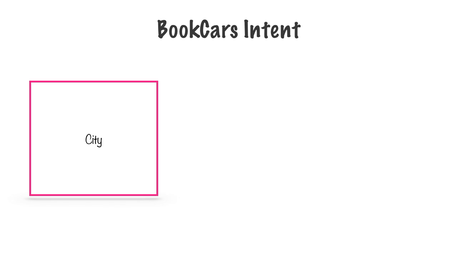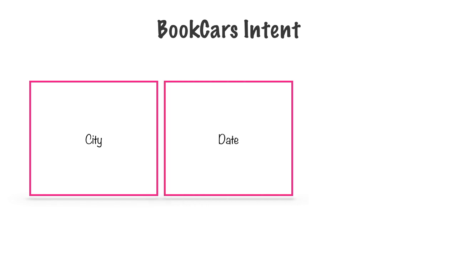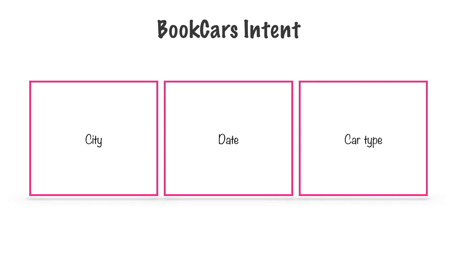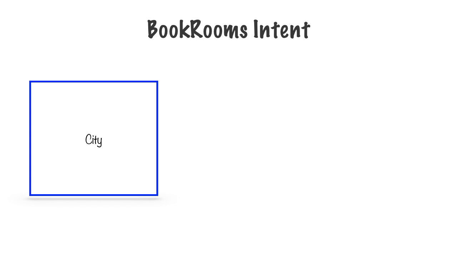There are three pieces of information that the book cars intent needs: the city where you want the car to be booked, the date for which this booking applies, like what day do you want to reserve this car, and finally, the kind of car that you're interested in, whether it's a sedan, an SUV, a sports car, and so on. In the case of the book rooms intent, the information that we need from the user is almost the same with just one difference.